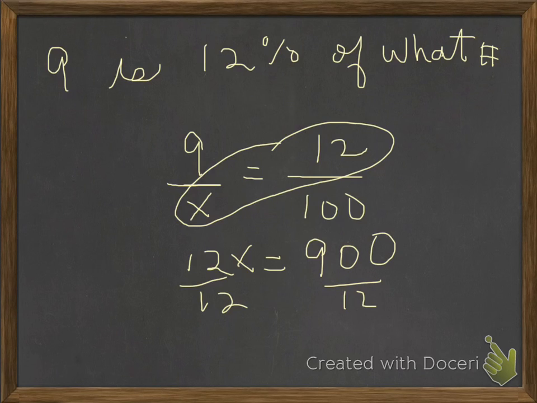Coming back, we find that x equals 75. So that's saying that 9 is 12% of what number? We know that number is 75.